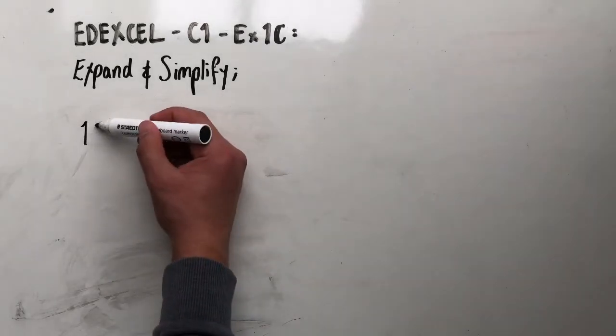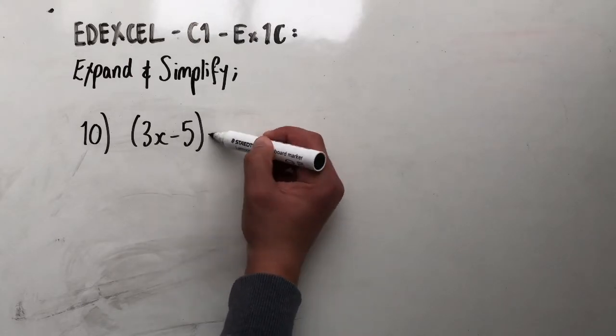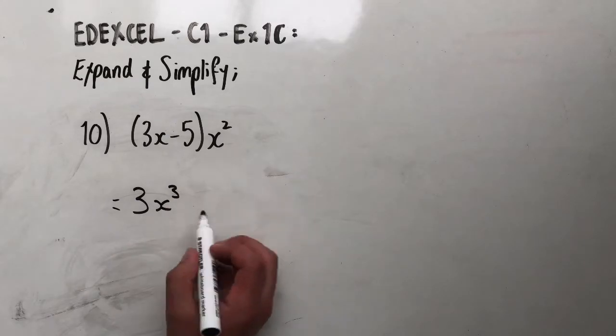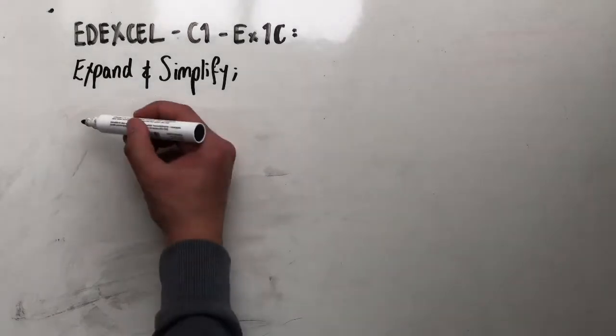Question 10, we have open brackets 3x minus 5 close brackets times by x squared. Now, same principle again, just flip round. We times x squared times the 3x becomes 3x cubed. Minus 5 times x squared is minus 5x squared.